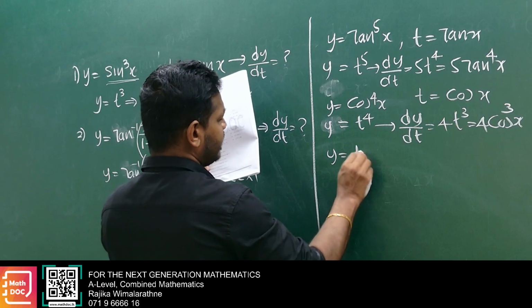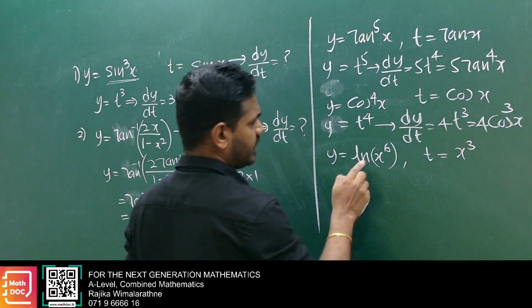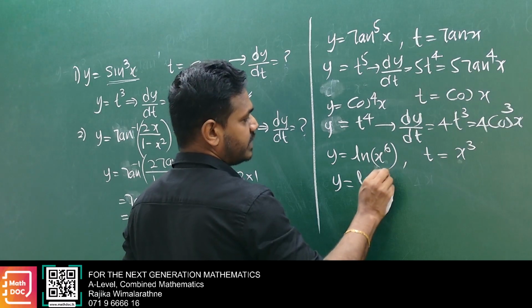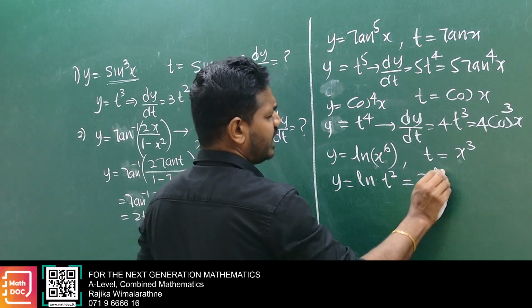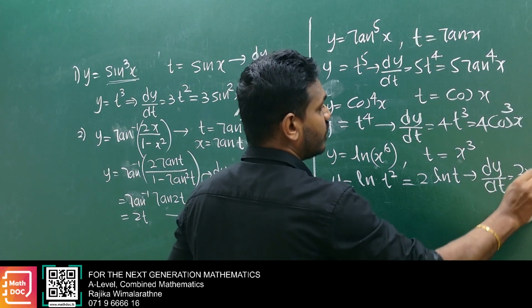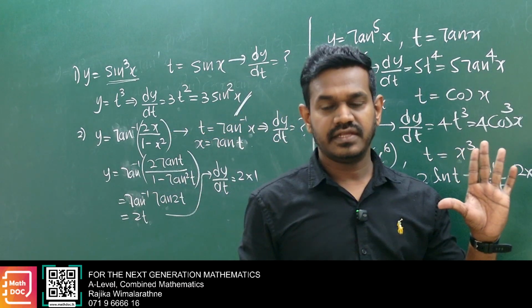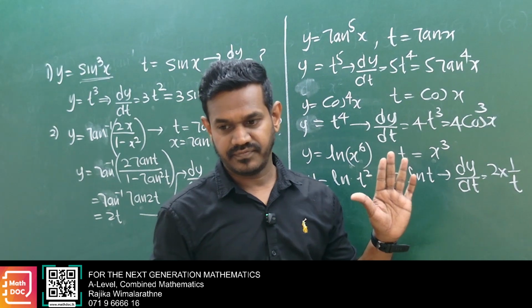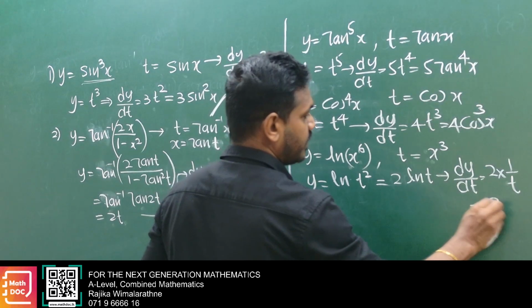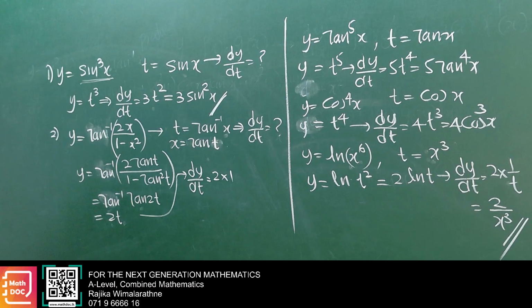Then y equals ln x to the power 6, to be differentiated with respect to x cube. Put it here: ln x cube means t, so we write y as t squared, then 2 ln t. Then differentiate: dy by dt is 2 times 1 over t. Then replace t now. We know the t value, that is x cube, so 2 over x cube. Continue. Check your answers.